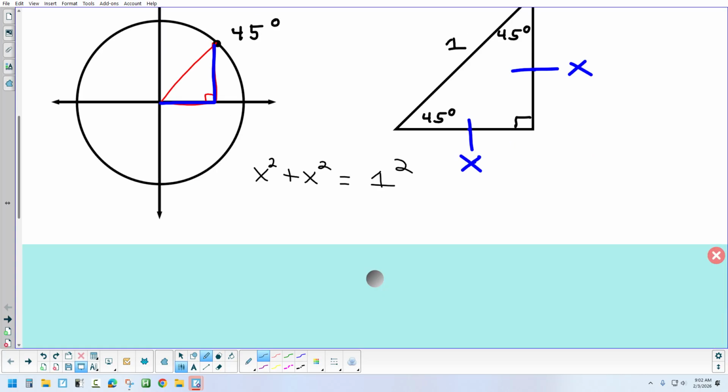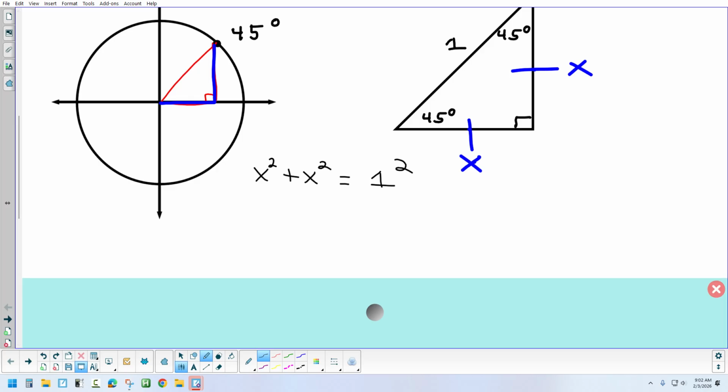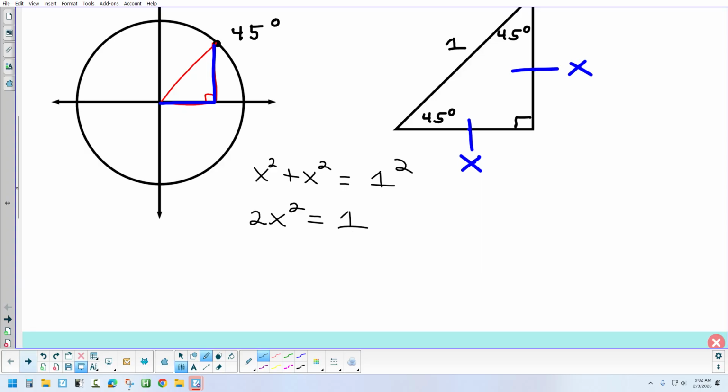All right, so let's solve that for x. What do we get when we add x squared plus x squared? X to the 4th? Oh no, 2x squared. 2x squared, right. If you're multiplying, you would get x to the 4th, but we're adding. So 2x squared equals 1 squared. All right, so we got that.